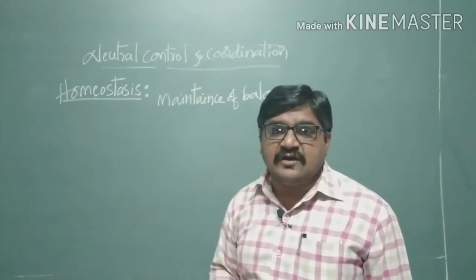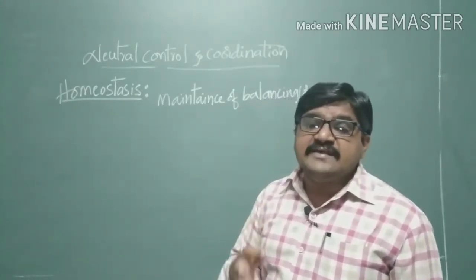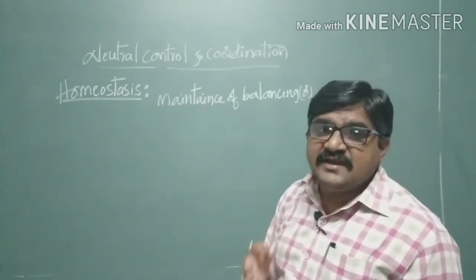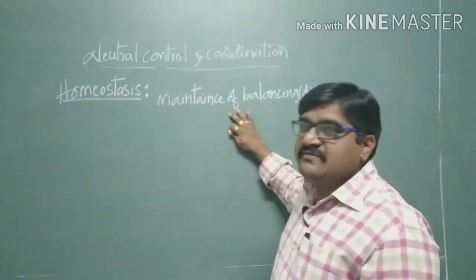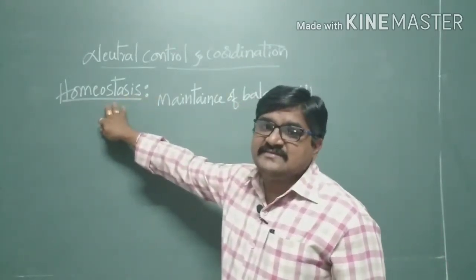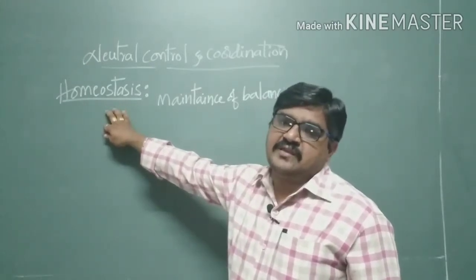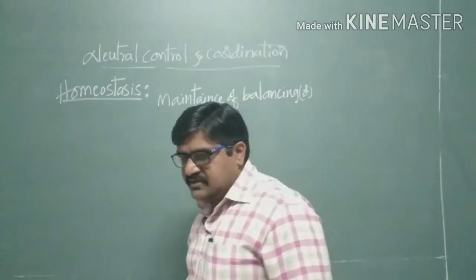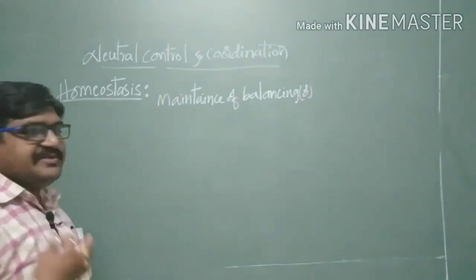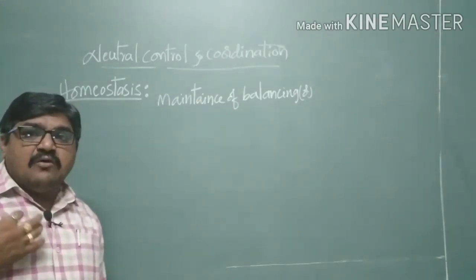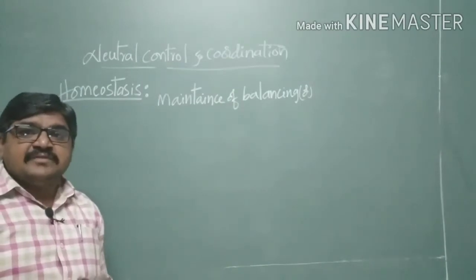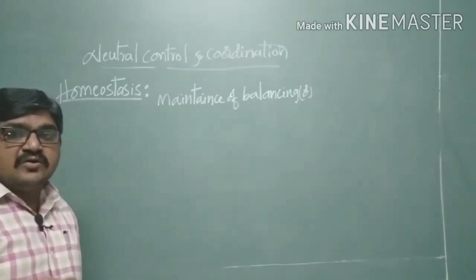In a multicellular organism, the complexity is greater. To maintain that, the body maintains a balance, and that maintenance of balance we call homeostasis. Homeo means constant, or balancing, and stasis means balance. So the maintenance of the balance of the body of an organism, we call homeostasis.